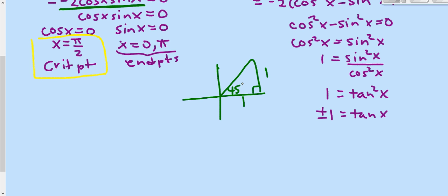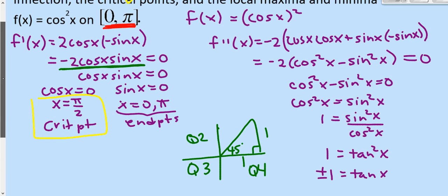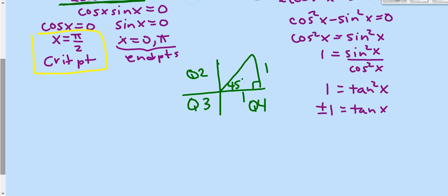And that would be pi over 4 radians. And we would have another one in quadrant 2 because we have a negative one. We would have another one in quadrant 3, another positive one, and another negative one in quadrant 4. However, remember the interval only goes from 0 to pi, so we only want quadrant 1 and quadrant 2. So x is pi over 4 and 3 pi over 4. Those are the potential inflection points.